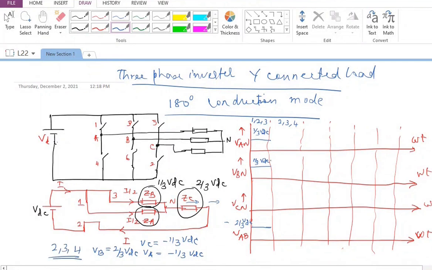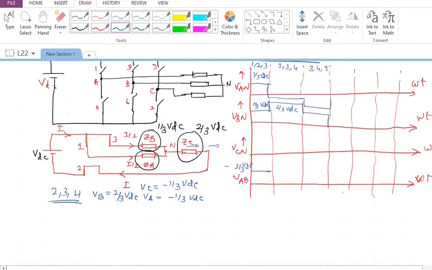Okay, so I can write this jumping up to 2 by 3 VDC, whereas this is going to come up to minus 1 by 3 VDC. Okay, so let me probably draw it like this. So this is minus 1 by 3 VDC and this is 2 by 3 VDC. After this, I'm going to have 3, 4, 5. Please note here 3 and 5 are going to share the positive voltage, whereas 4 is going to have the maximum negative voltage. So this is going to be like this, whereas from here it is going to jump like this. So if I try to draw the waveform, let me probably erase this because this is getting messy.